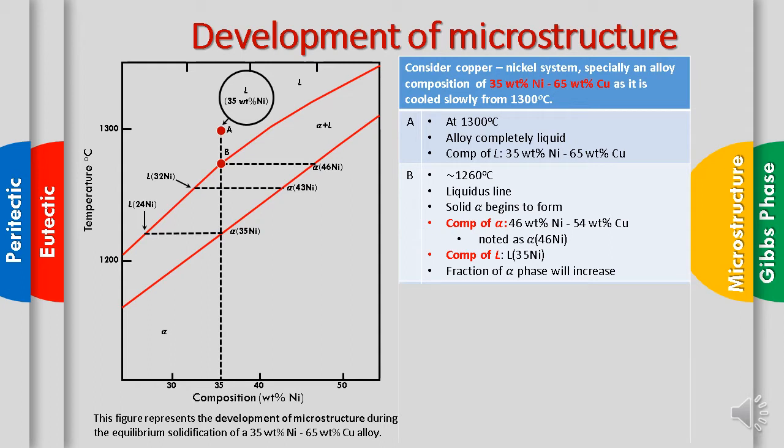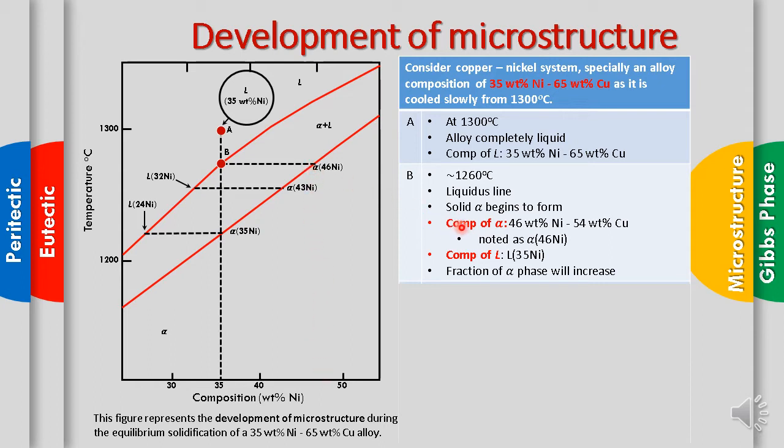to form, whereby the solid, which we call alpha, begins to form, and the composition of alpha is basically 46. How do we get the 46 value of alpha? Basically, we project the line up to the intersection at the solidus, and then we project to the x value, and this value is around 46%.